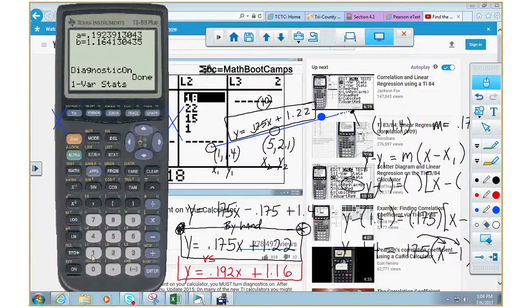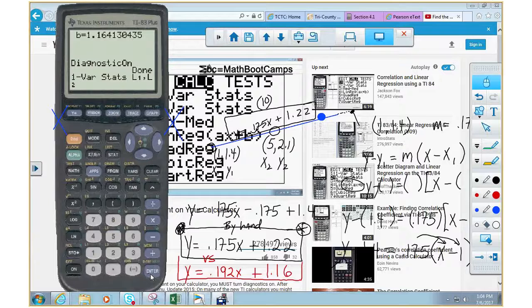Second L1, comma, second L2. Bada book. Bada boom. I love that commercial.